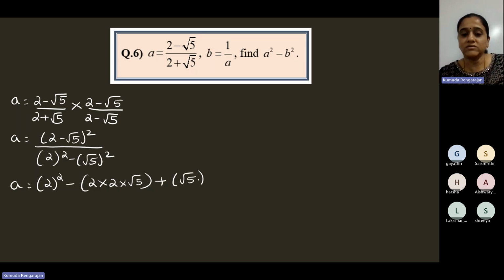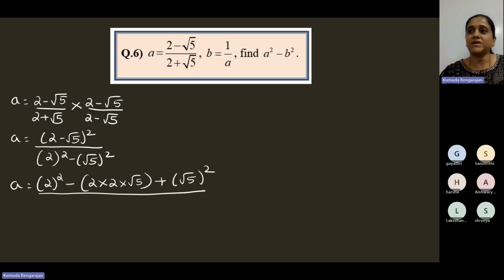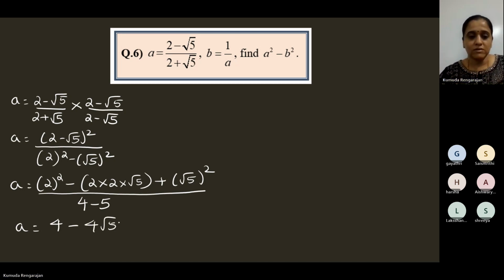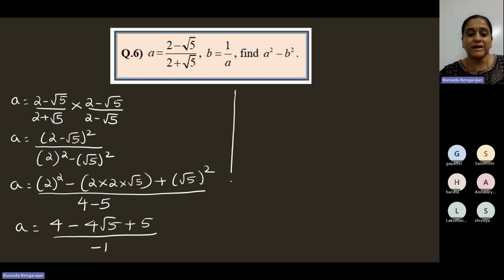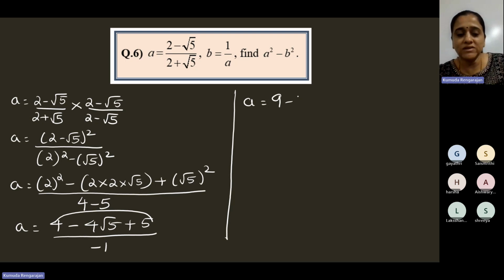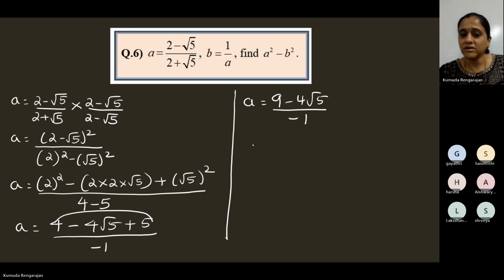5 the whole square, divided by 4 minus 5. So 2 square plus, divided by minus 1. So how do we handle that minus in the denominator? So A is equal to, what is 4 plus 5? 9. 9 minus 4 root 5 divided by minus 1, right?